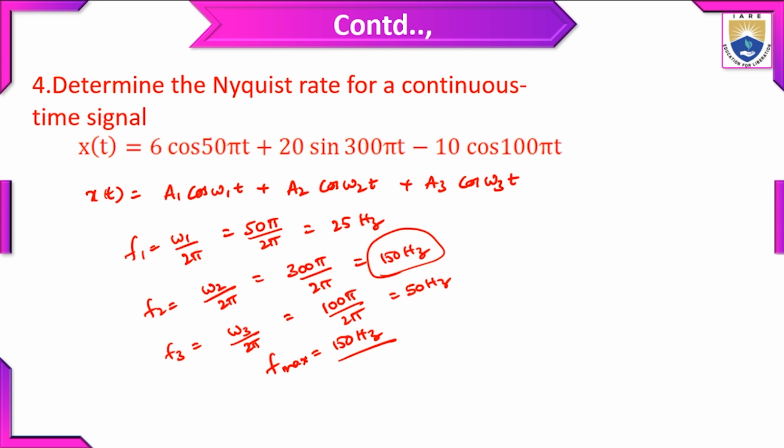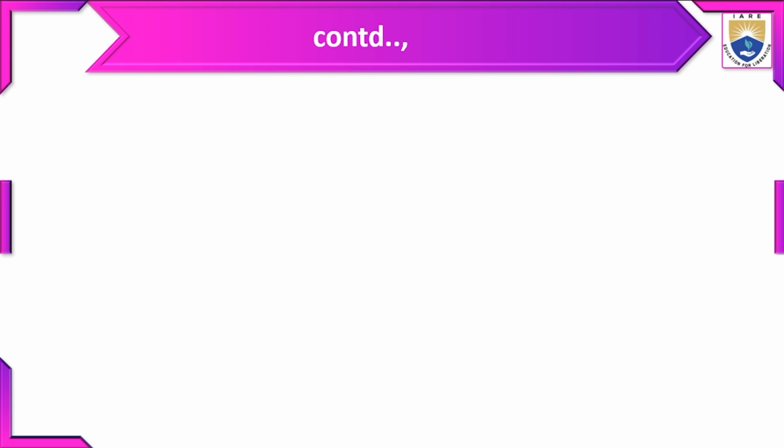So the Nyquist rate: Fs is greater than or equal to 2 Fm. Here 2 into 150 hertz, so finally this is 300 hertz. In this problem they ask only for the Nyquist rate, not the Nyquist interval. For the Nyquist interval, it is simply 1 by 300. That is the Nyquist interval, but in this problem they didn't ask. Okay, coming to the next problem.